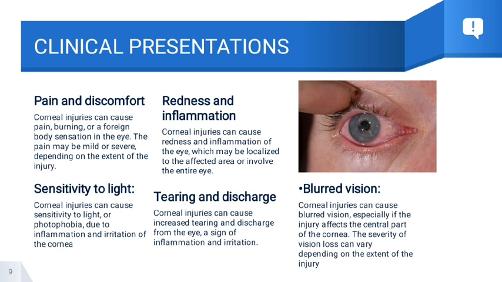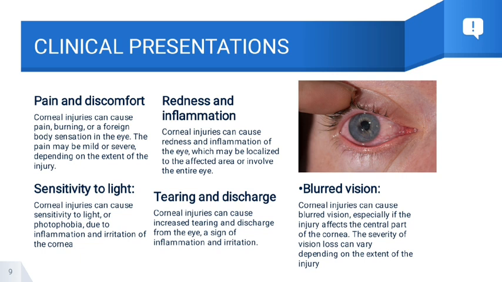If we explain pain and discomfort, corneal injuries can cause pain, burning, or a foreign body sensation in the eye. The pain may be mild or severe depending on the extent of the injury. For redness and inflammation of the eye, it can be localized to the affected area or involve the entire eye. There can be blurred vision, especially if the injury affects the central part of the cornea. Severity of the vision loss can vary depending on the extent of the injury.